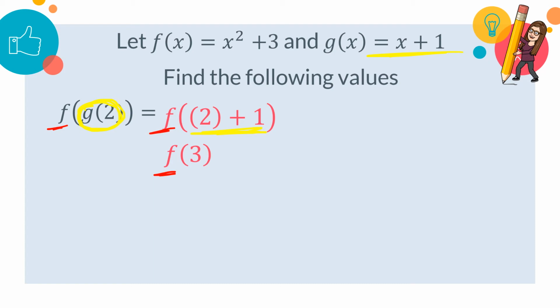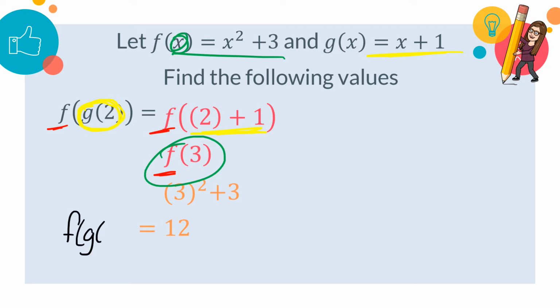Well, now look at this problem. It says f of 3. That's easier now. We're going to take the f function and plug in 3. 3 squared, 9. 9 plus 3, 12. So f of g of 2 is 12. Just make sure on these ones, you do inside first, whatever your answer is, then plug it into the outside.